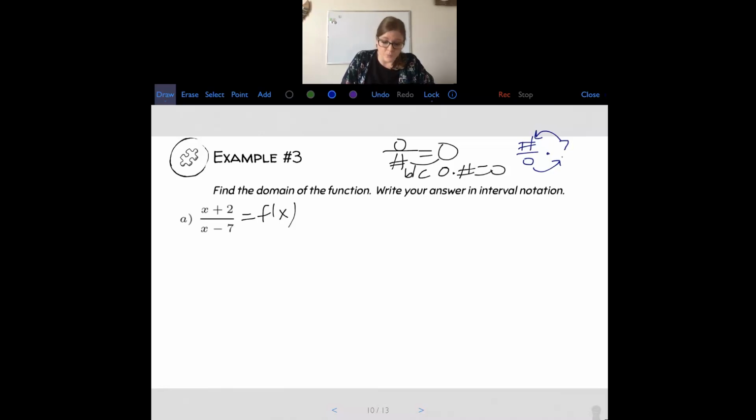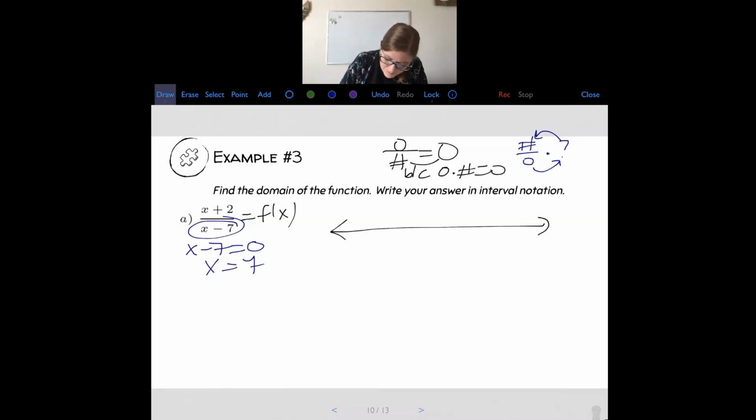Okay. In our case, in order to find out what makes the denominator 0, you can set it equal to 0. Okay, and this gives us x equals 7. So x can be anything else except for 7. So when we put this on a number line, here's what it would look like. Let me put some values for reference. Okay, we can't have 7, so I'm going to do an open circle, but it can be anything else.